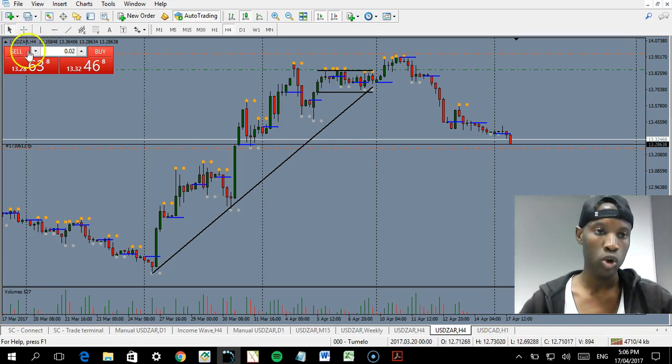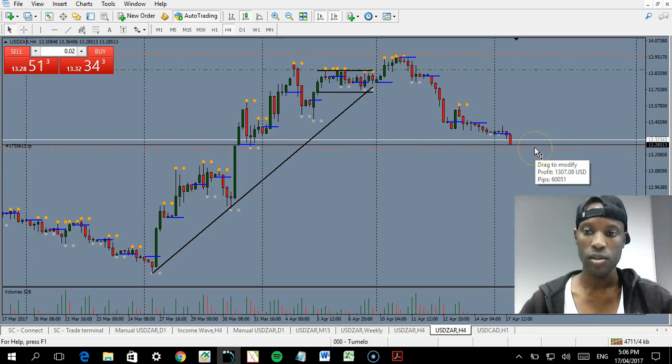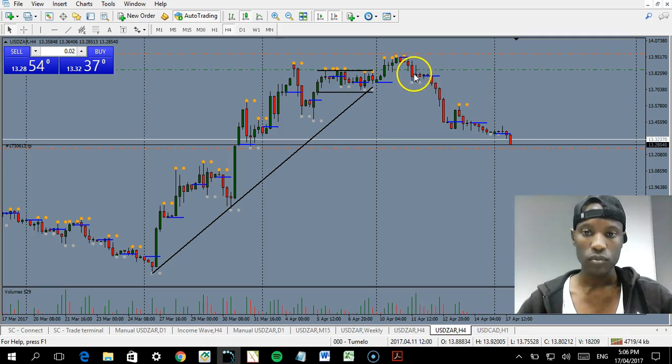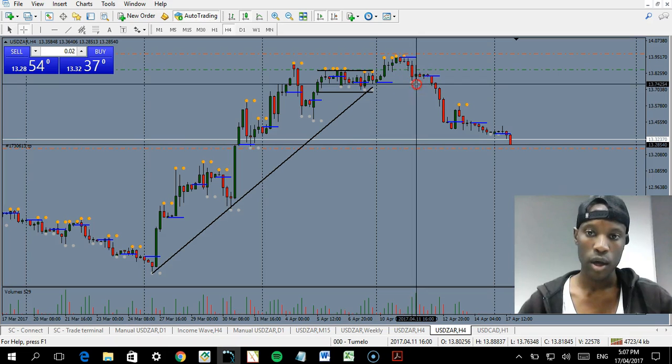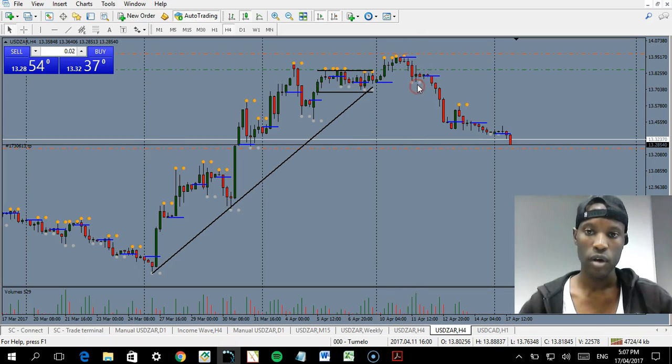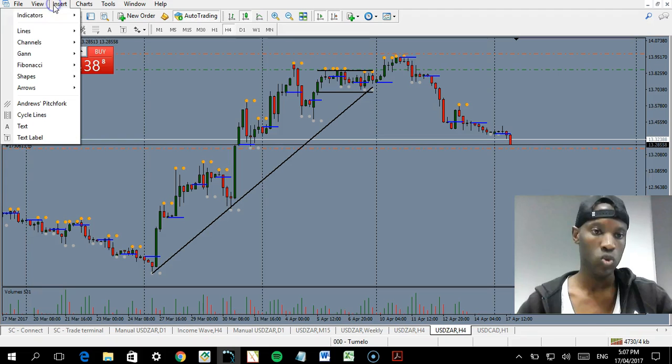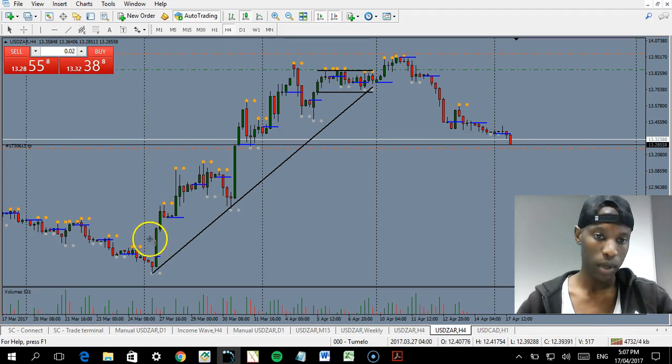Now, I'm currently short USD ZAR at the moment, and I'm patiently waiting for the price to get to my take profit level so that I could happily collect these pips and cash in that money. Now, the reason why I got into this trade and the reason why I sold USD ZAR at this point was because of a few indicators and alarm bells which I saw in the market in this move over here. All right, now let's jump straight into it and see what I'm talking about.